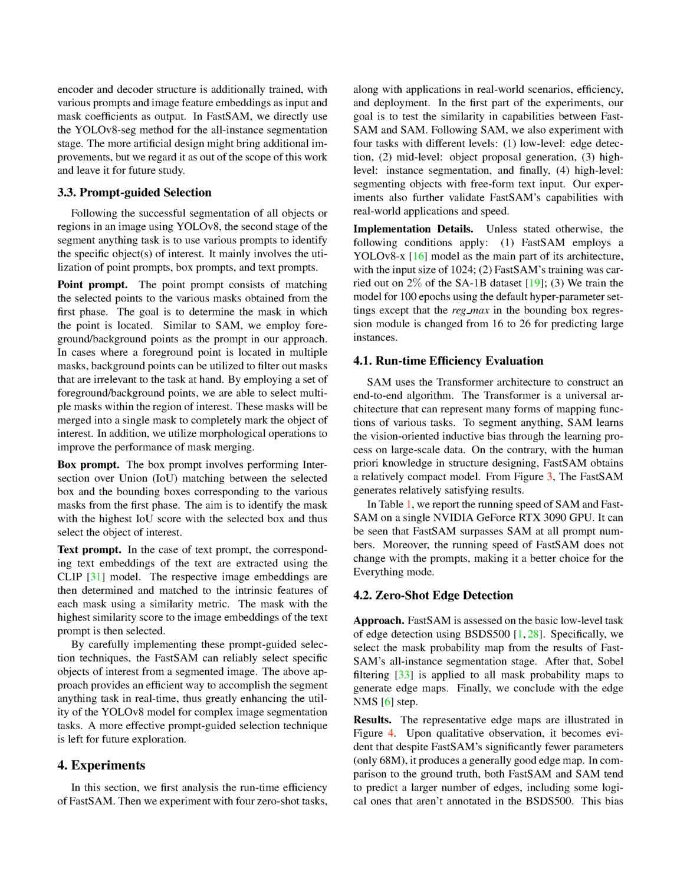Section Summary. In the second stage of segmenting objects in an image using YOLOv8, prompts such as point, box, and text are used to identify specific objects of interest. The point prompt involves matching selected points to masks obtained from the first phase to determine the mask in which the point is located. By using foreground and background points, multiple masks within the region of interest can be selected and merged into a single mask to mark the object of interest, with the help of morphological operations.